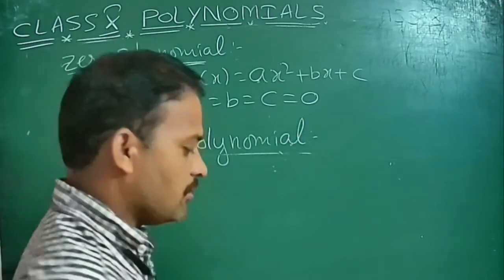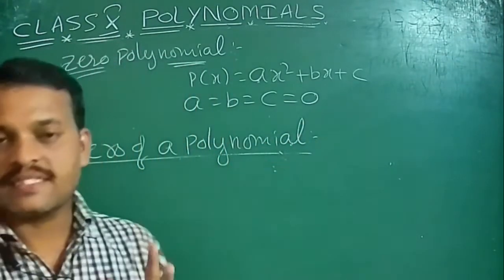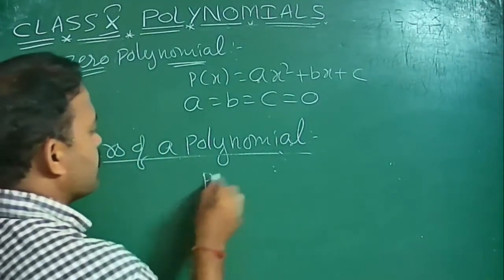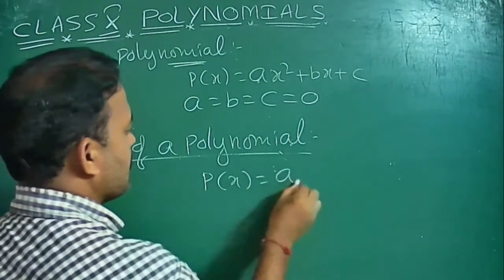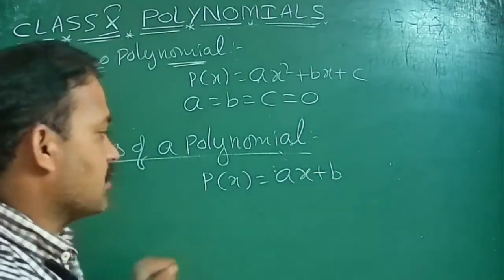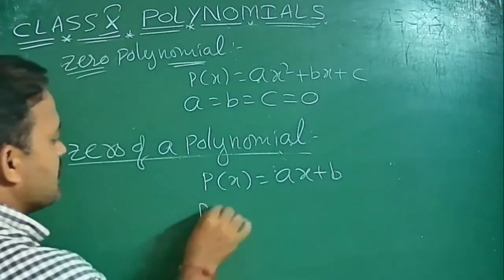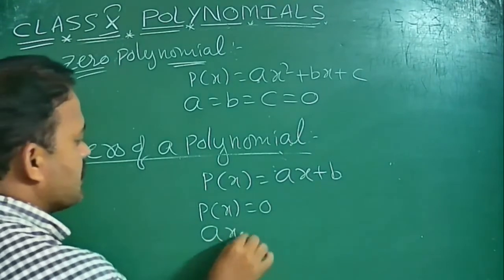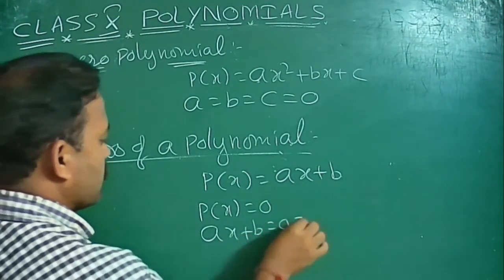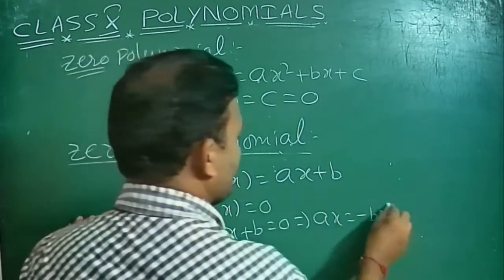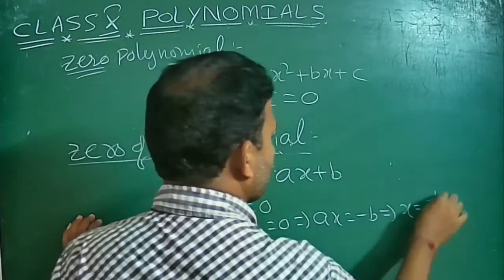What is zero of a polynomial? Zero of a polynomial is nothing but, suppose p(x) = ax + b, this is also one of the polynomials. Now if p(x) = 0, then ax + b = 0, that implies ax = -b, that implies x = -b/a.